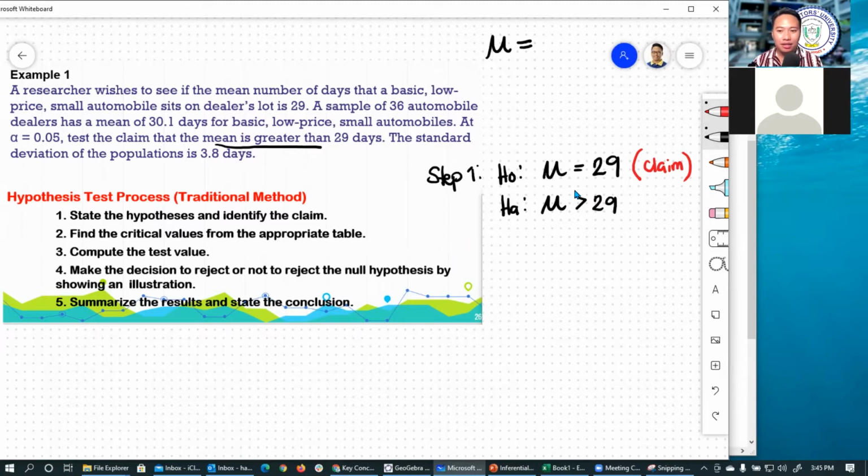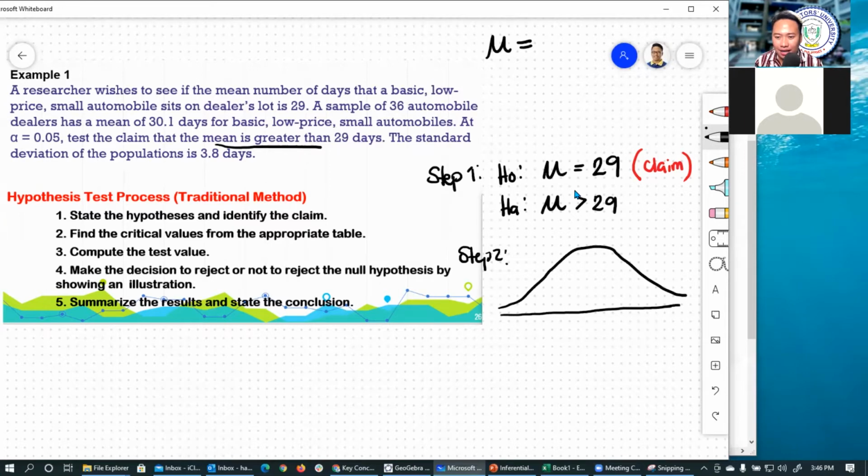Let me use a black pen. Step 2. How to find the critical value. So using the normal curve, guys, using the normal curve. Okay. Now, step 2, guys, will be influenced by step 1. So you need to be careful in answering on our examination. If your step 1 is like this, however, your step 2 is different, it's going to be tagged as wrong. So you notice that step 1 uses an alternative hypothesis greater than. This means to say that the shaded region is on the right side.